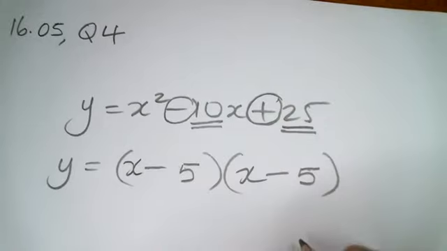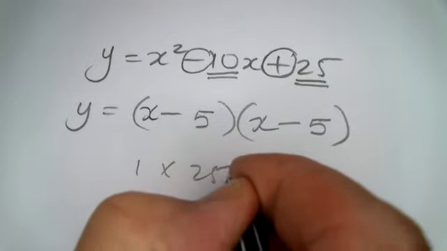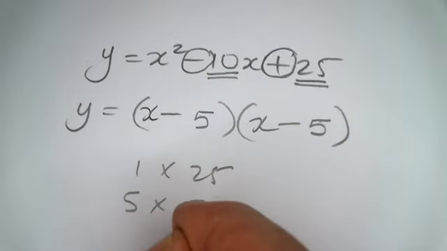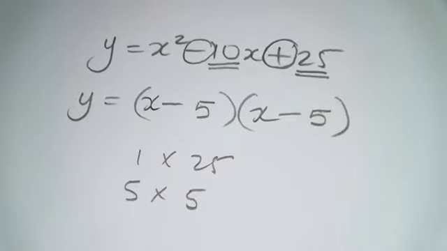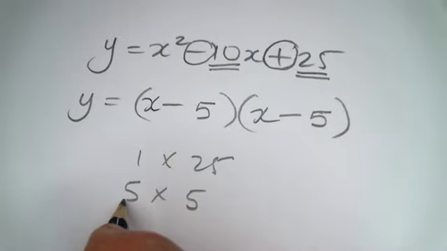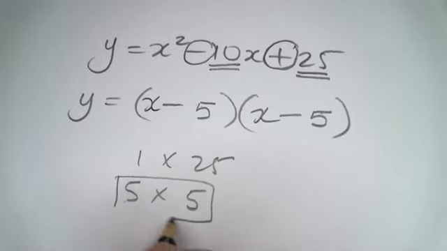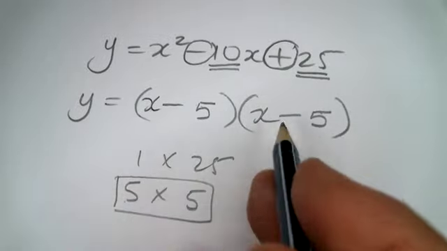You could say, well, we've got 1 times 25, and we've got 5 times 5. They are the factors of 25. Well, this one clearly can't add or subtract to 10, but this one can. Both, of course, can multiply to 25. But this is the only one that works for that context.